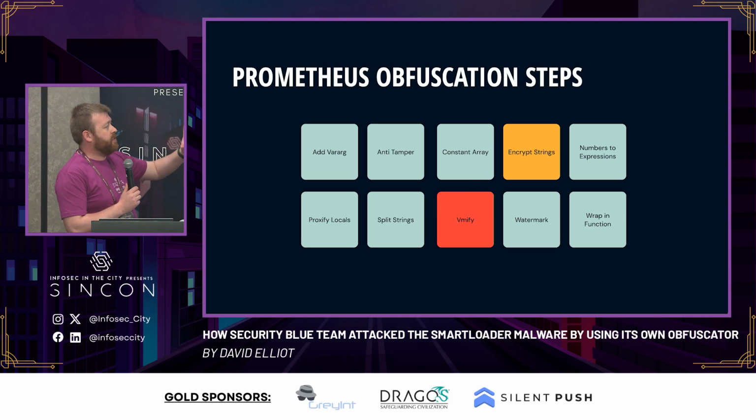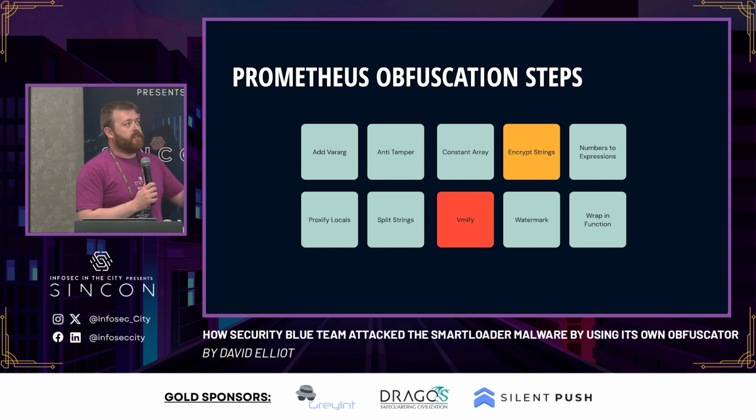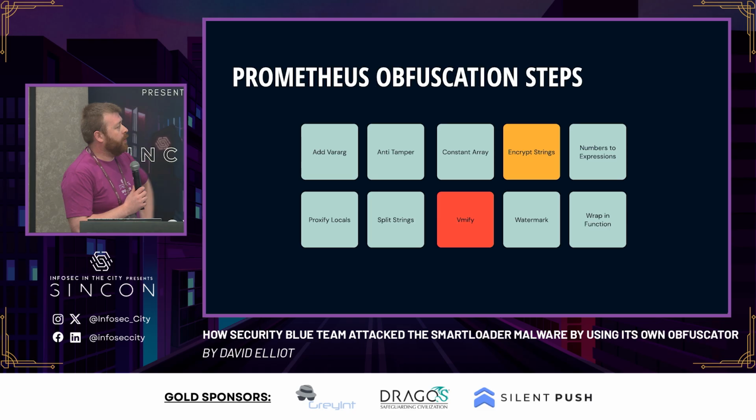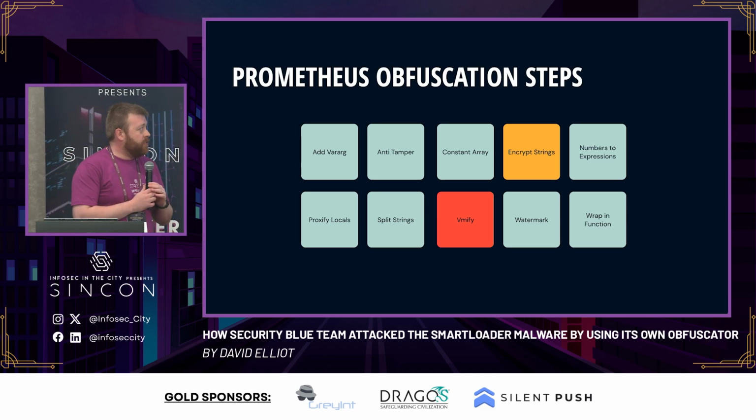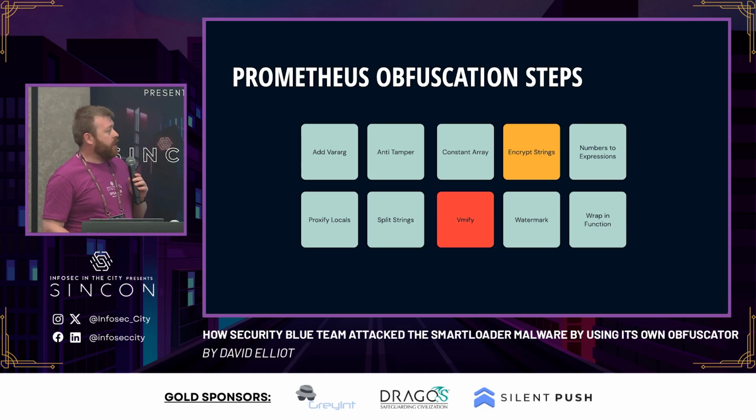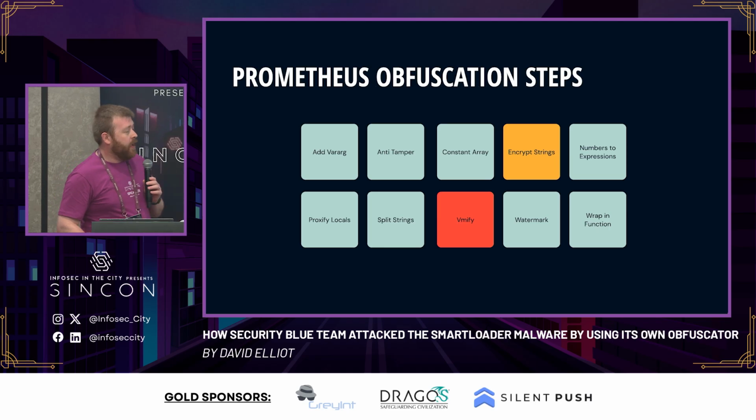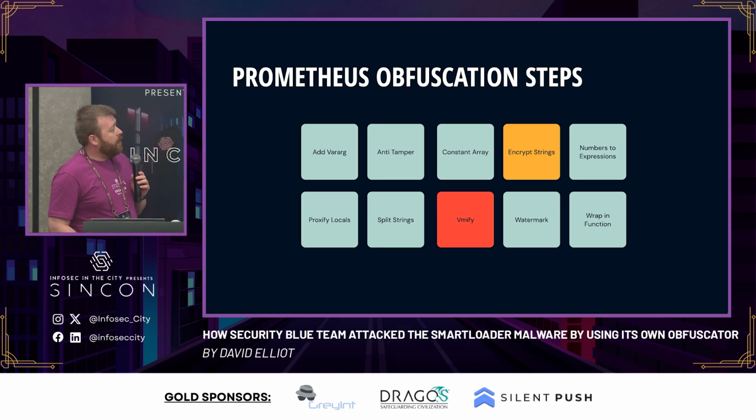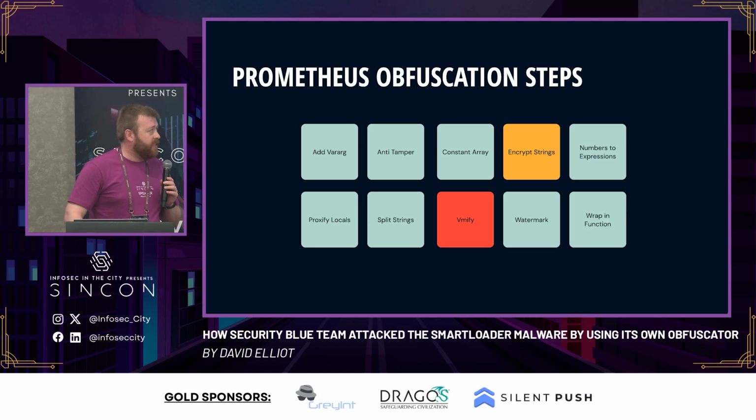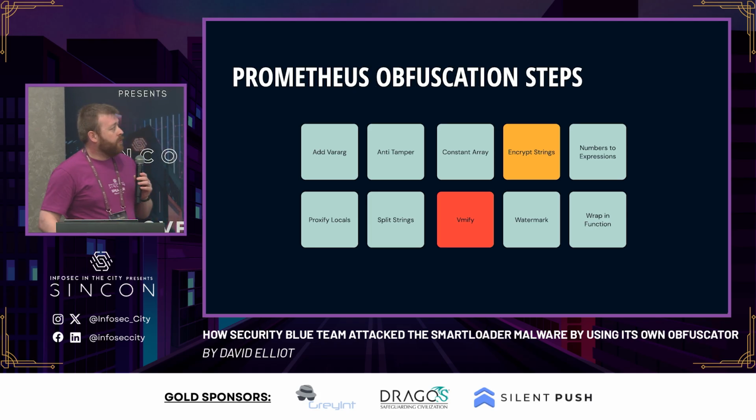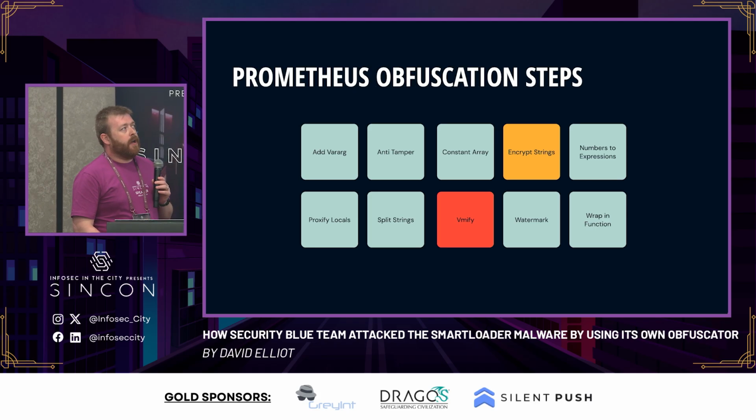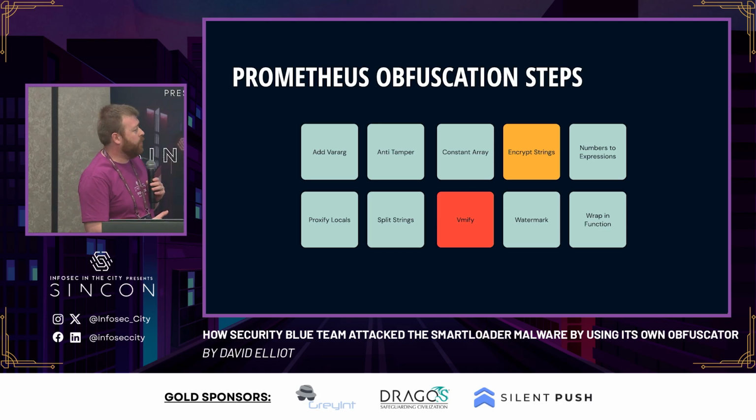We've got constant array, so all possible variables and assignments within the script, all of the constants are moved away into a big blob at the start of the code, and then any strings and other variables are then base64 encoded, and then at runtime they are indexed from the individual blob. We've also got encrypted strings, which are encrypted at obfuscation time and then decrypted at runtime. Numbers to expressions, so static numbers such as 1024 are split into mathematical expressions such as 512 plus 512 instead of the full 1024.